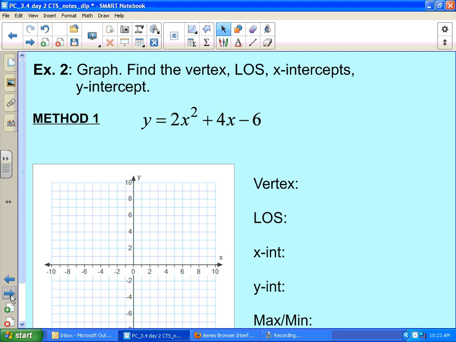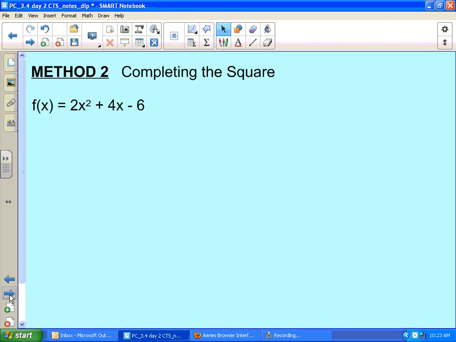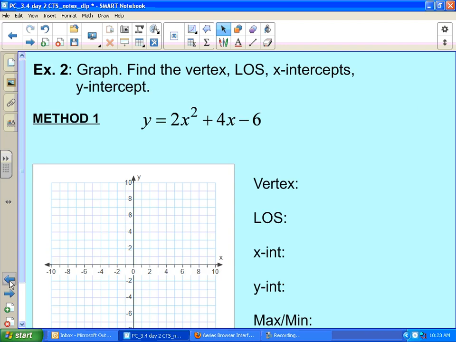All right, now those were done with the vertex form. How do we do it when we're not in the vertex form? Well, people, I'll show you how. I'm going to show you a couple ways you can do this. We're going to do method number 1, which is finding my axis of symmetry.